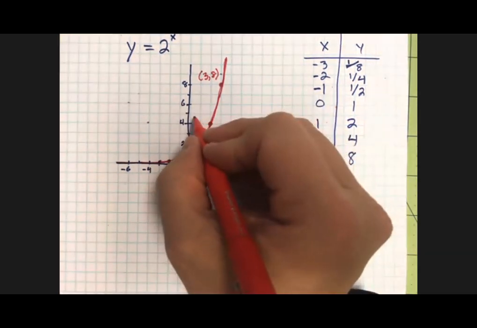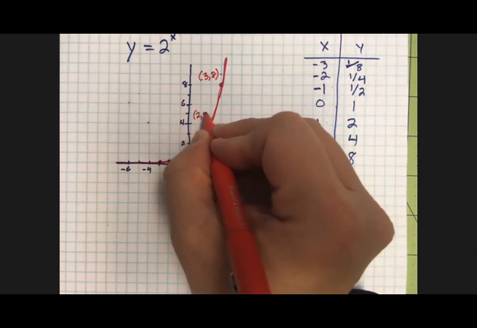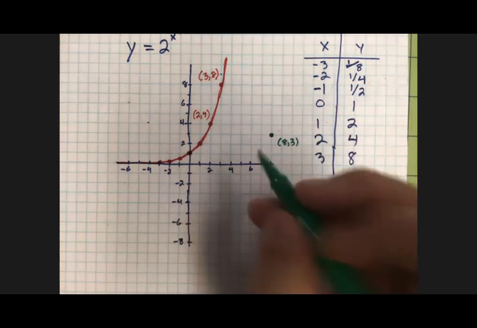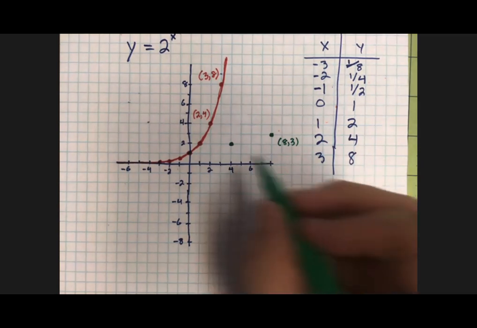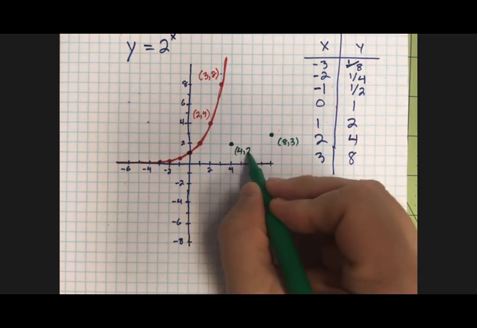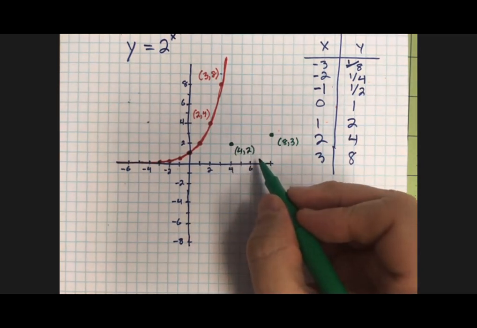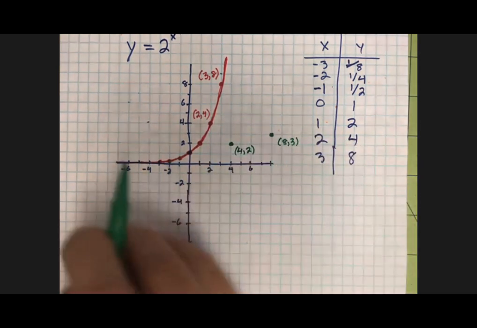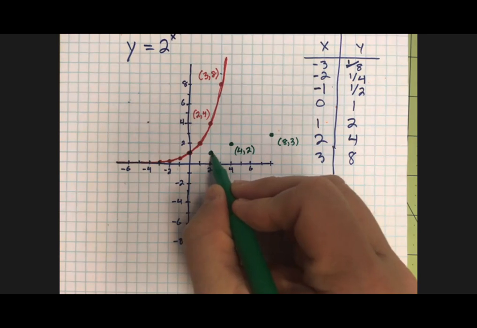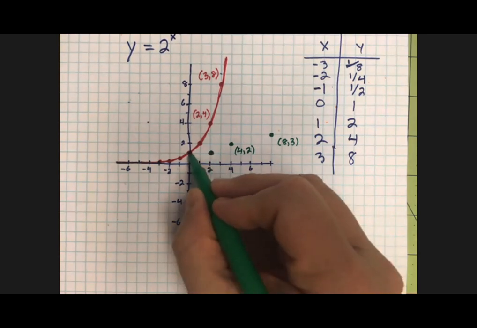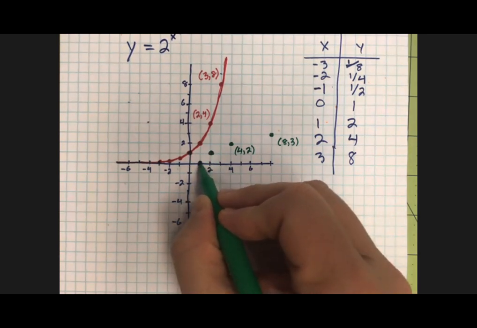What about this dot here at 2 and 4? What if I reversed it? I'd be at 4 and 2. It's going to be crowded if I name every point here, so I'm going to stop in a second. But if I reversed 1 and 2, I'd be at 2 and 1. If I reversed 0 and 1, I'd be at 1 and 0.